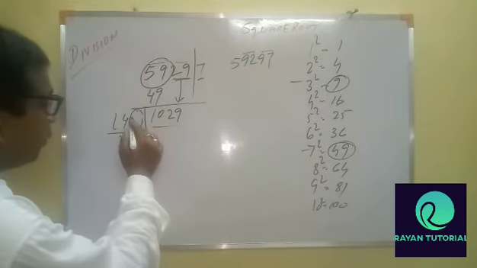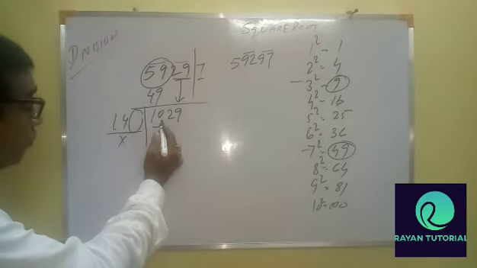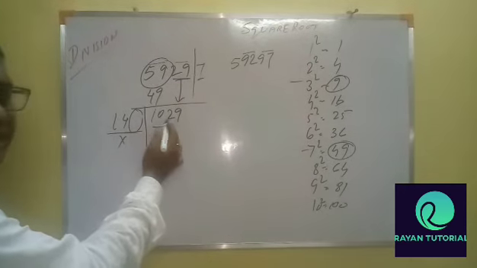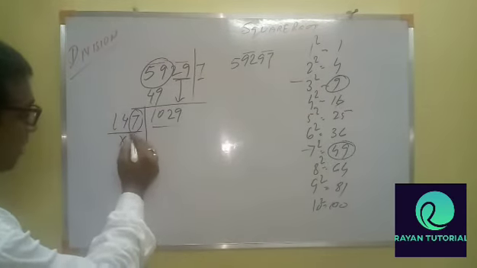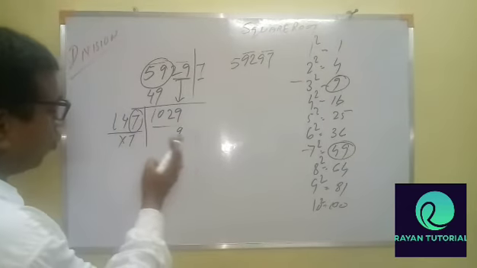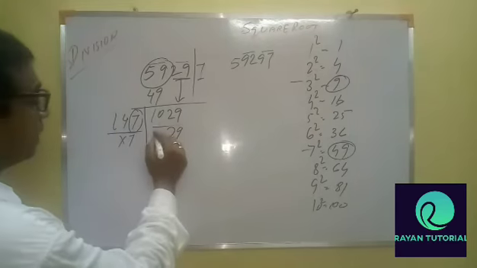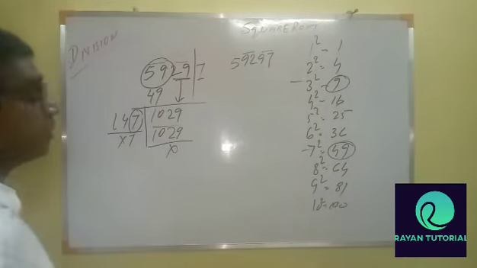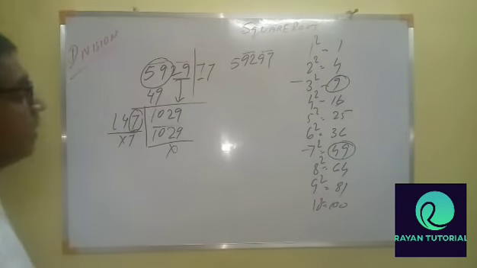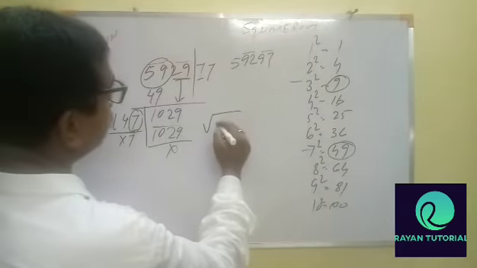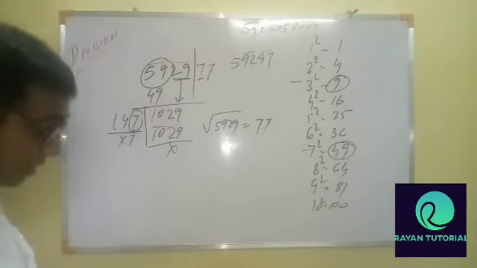Understood? So if I put 3, 3 14s are 42. Sorry, 42. But here it is 102. Cannot. So let me put 7. Multiply by 7. 7 7s are 49. 7 4s are 28 and 4, 32. 7 1s are 7 and 3, 10. Now this 7 I should again write here, and the answer is that the square root of 5929 is 77.